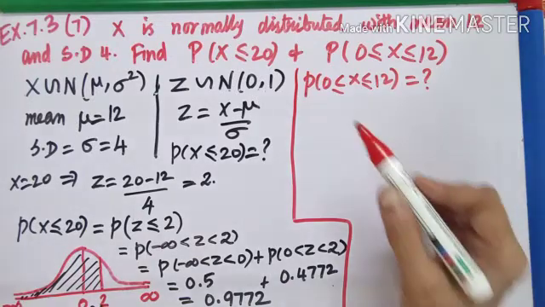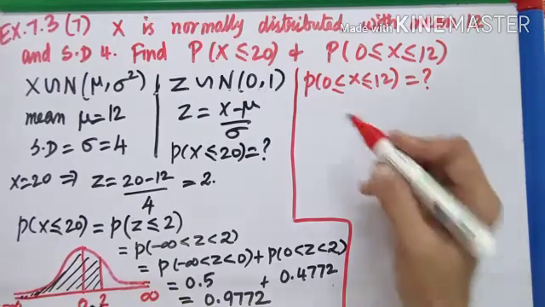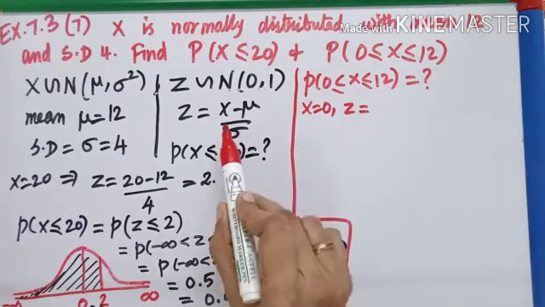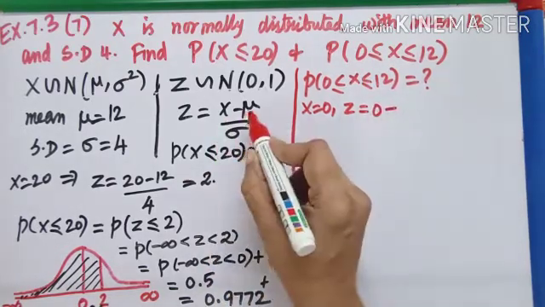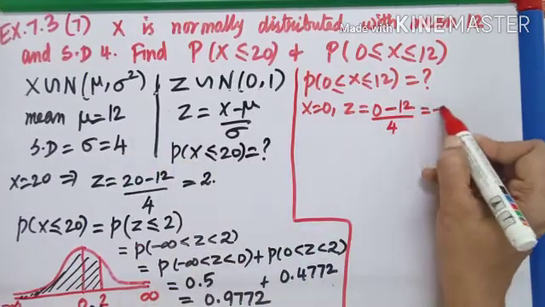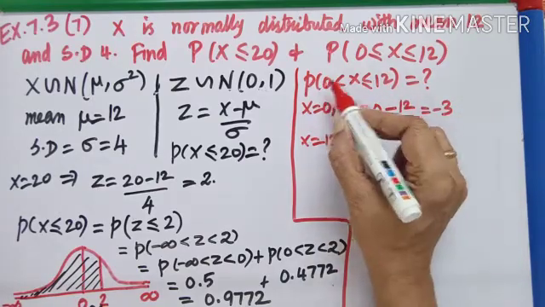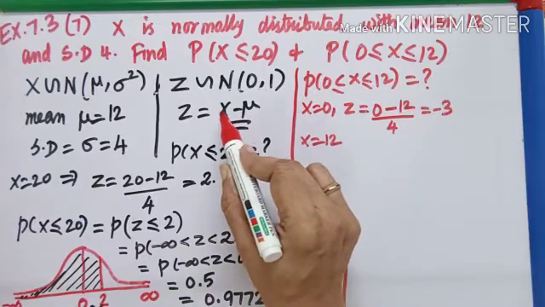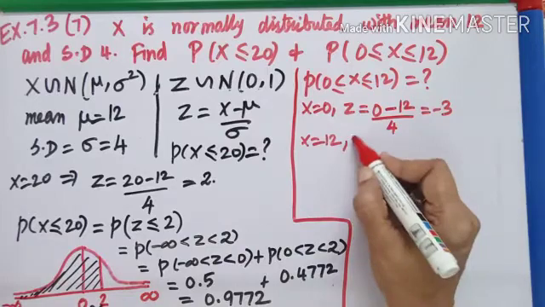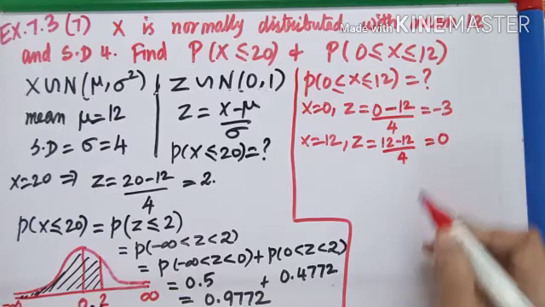Second part of the question, P of 0 less than or equal to x less than or equal to 12. How to do it? When x is 0, z is equal to, what is the formula? 0 minus mu. What is mu value? 12 divided by 4, so I get minus 3. When x is equal to the second value, 12, in this formula, put x as 0 and get z value. Put x as 12 and get z value. z is equal to 12 minus 12 by 4, that is 0.